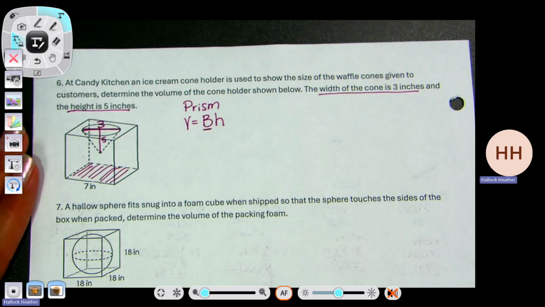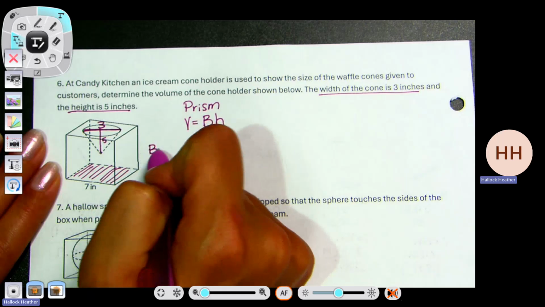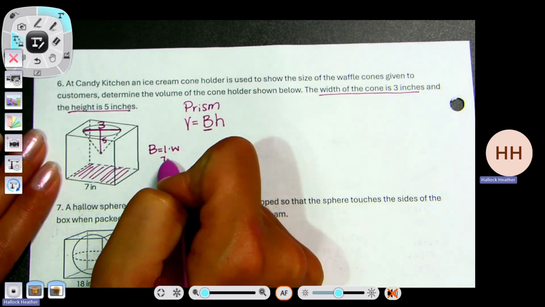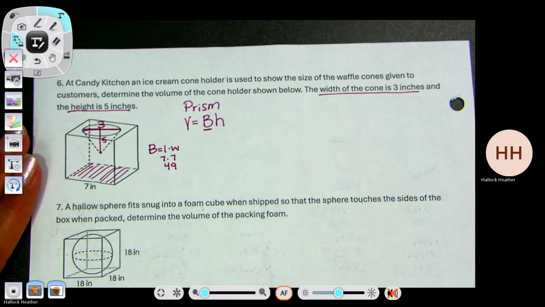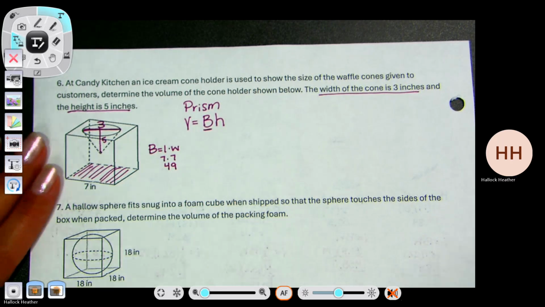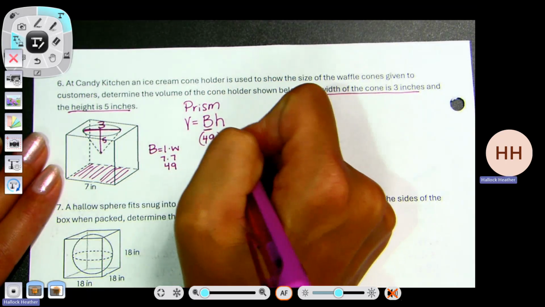Big B is 49, because it's length times width, right? So 7 times 7 is 49. What's the height of the prism? 7. So we're gonna do 49 times 7.